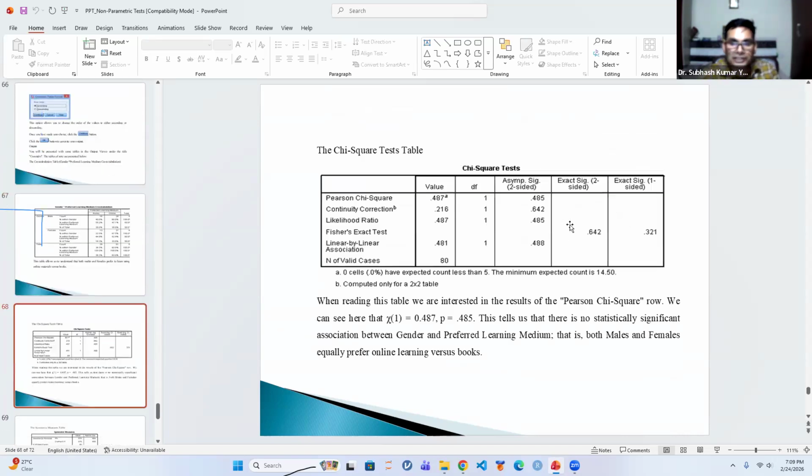Now, for the chi-square test, you can see here the significance for all the different types of chi-squares. Pearson chi-square, continuity correction is there, likelihood ratio test is there, Fisher's exact test is there. So if we are interested in chi-square, then you can see here the p-value is going to be very, very high. So there is no association of attributes. We have considered the two groups, and it means the two attributes are independent of each other.